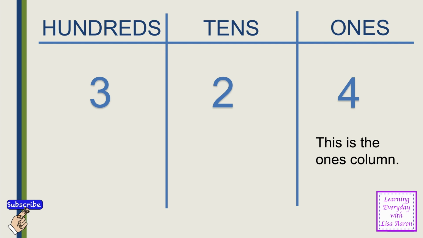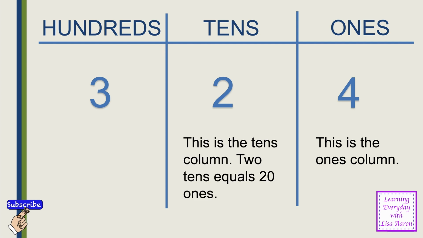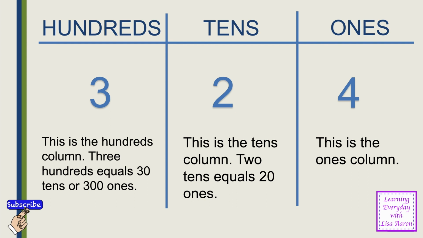This is the ones column. It has a 4. This is the tens column. 2 tens equals 20 ones. This is the hundreds column. 3 hundreds equals 30 tens or 300 ones. This number is 324.